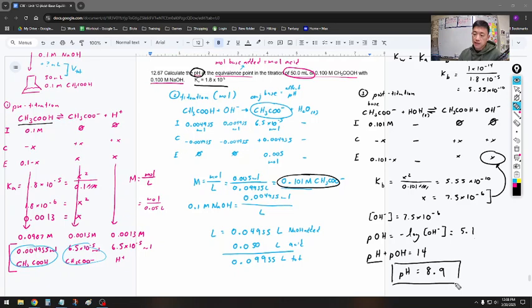A great way to check your answer is to think about this logically. At the end of the titration, what do we have left over? We have a base. The base is going to make the solution basic, which means that the pH should be greater than 7. And if you look at your final answer, our pH indeed is greater than 7, which means that our answer is reasonable. Alrighty guys, so that is how to find pH at the equivalence point with a weak acid strong base titration.